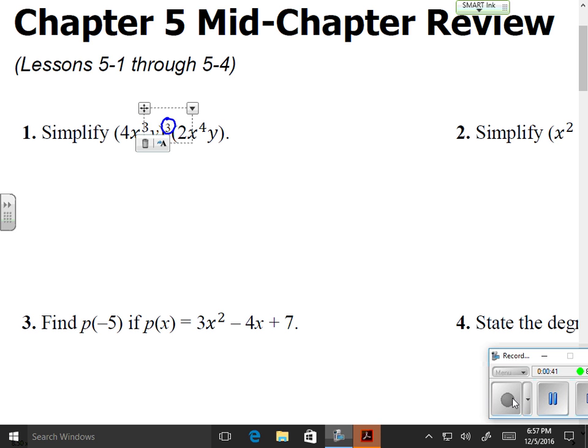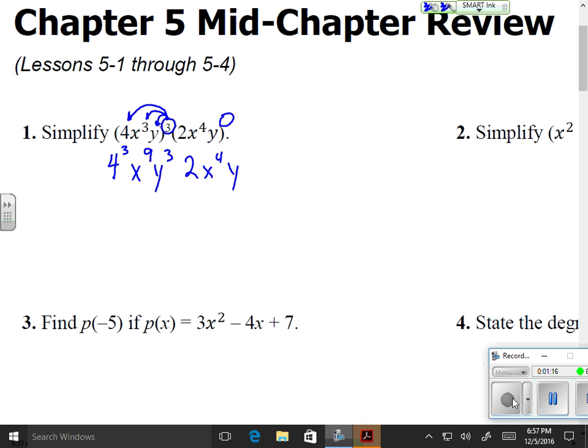The cubed on the 4x to the third y is going to apply to each factor. So the second step in simplifying should look like this. This will become x to the, this is a power to a power, that'll be x to the 9th, that'll become y to the 3rd, and then it will be multiplied by the 2x to the 4th y. That one will not change because there is no exponent there.